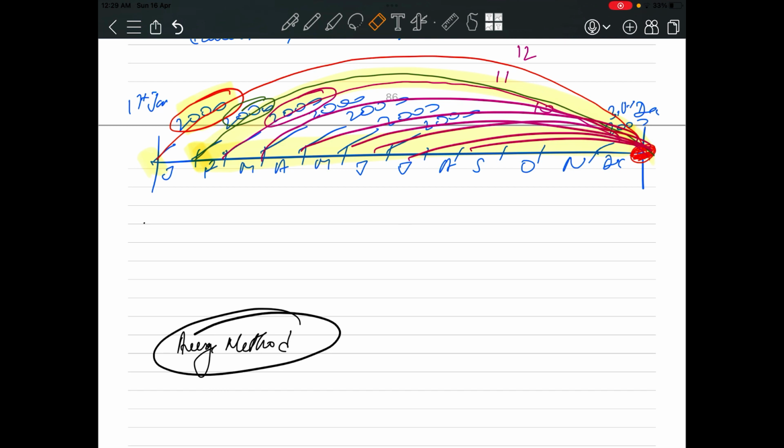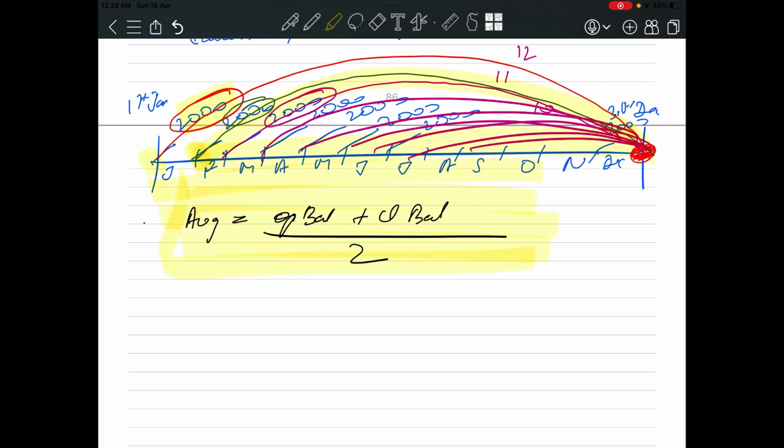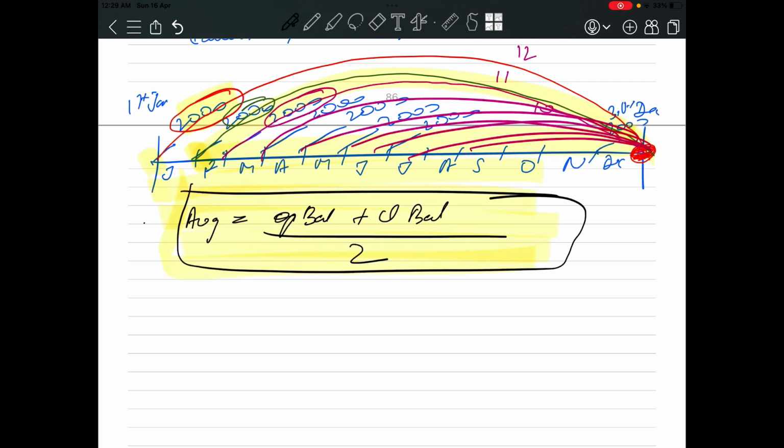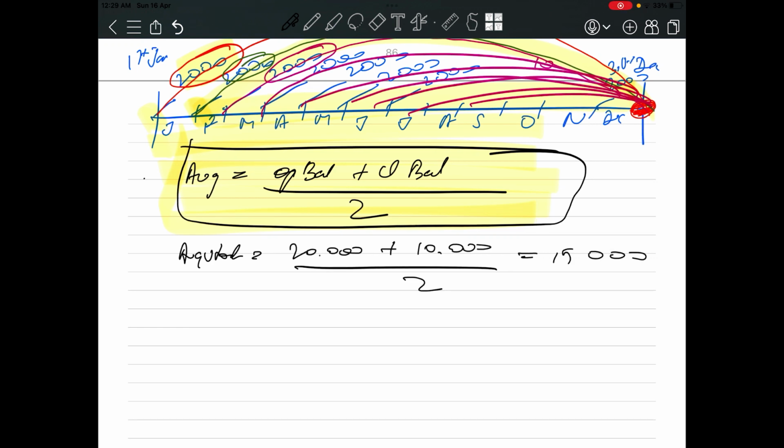Now see, I hope you have calculated average. How is average calculated? How is the average of anything calculated? Average simply means opening balance plus closing balance divided by 2. This is how you get average. This is the formula in a way. If you have to calculate average, it is opening balance plus closing balance divided by 2. Say for example you have to calculate average stock. The opening stock is, say, 20,000 and closing stock is 10,000. So what will be the average stock? It will be 15,000. So this is the meaning of average.